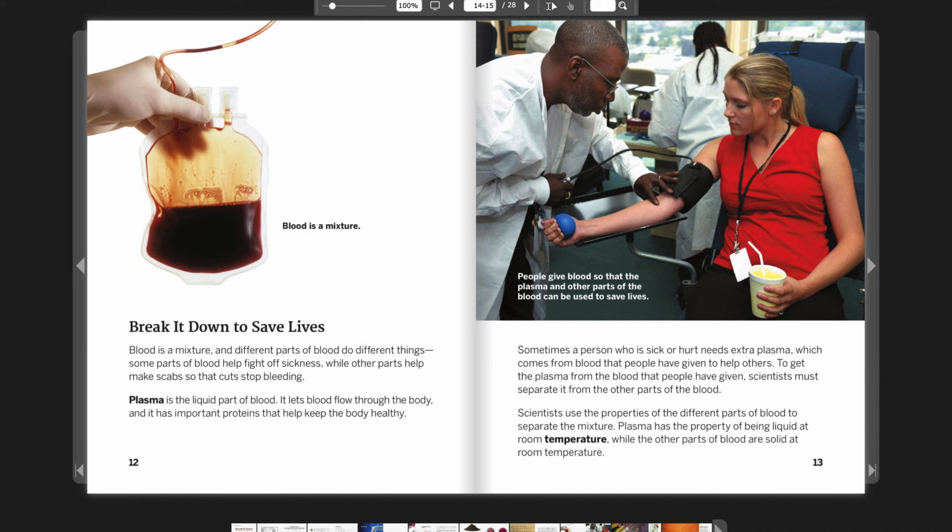Sometimes a person who is sick or hurt needs extra plasma, which comes from blood that people have given to help others. To get the plasma from the blood that people have given, scientists must separate it from the other parts of the blood. Scientists use the properties of different parts of blood to separate the mixture. Plasma has the property of being liquid at room temperature, while the other parts of blood are solid at room temperature.